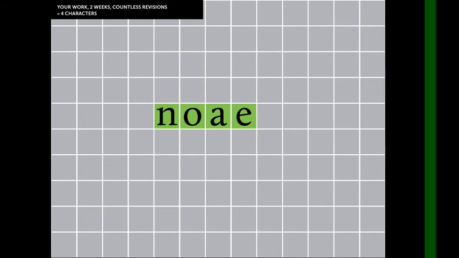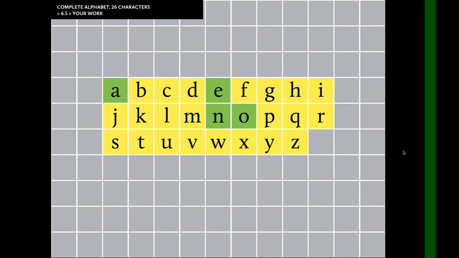So, let's tally it up. It's your work. You did 2 weeks of work. You did countless revisions to get four characters. Let's zoom out for a moment. A complete alphabet is 26 characters, right, for English language. That is 6.5 times as much work as you did. Right. However much work you did, multiply that by 6.5.